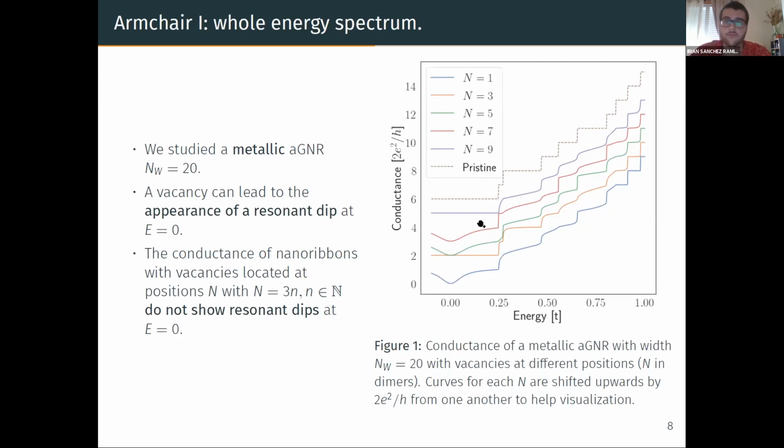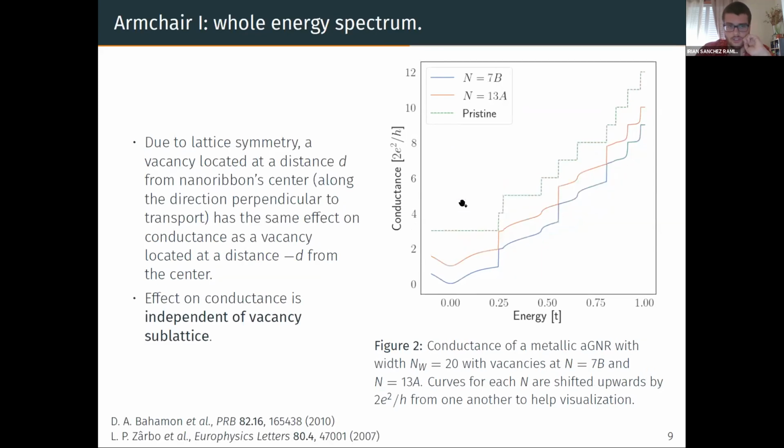But this resonant dip doesn't appear when the vacancy is located at a dimer that's a multiple of 3, as we can see here. N equals 3 and N equals 9, we don't have this resonant dip at 0 energy. Another two interesting observations we can make, following to the next slide, is that the effect on the conductance of a vacancy located at a distance d above the center of the ribbon is the same as the effect on the conductance of a vacancy located at a distance d below the ribbon.